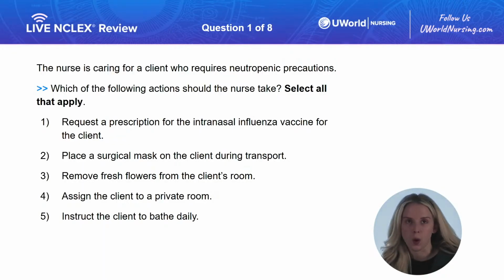Alrighty, question 1. The nurse is caring for a client who requires neutropenic precautions. Which of the following actions should the nurse take? Select all that apply. Option 1 is request a prescription for the intranasal influenza vaccine for the client. 2 is place a surgical mask on the client during transport. 3, remove the fresh flowers from the client's room. 4 is assign the client to a private room. And 5, instruct the client to bathe daily. Alrighty, drop those answers in the chat.